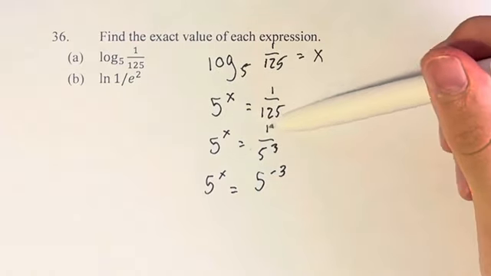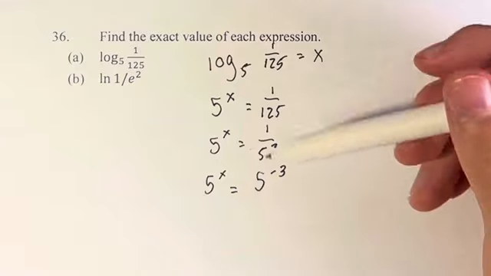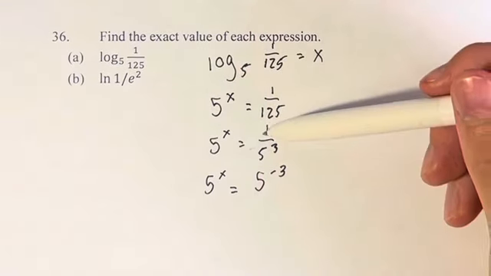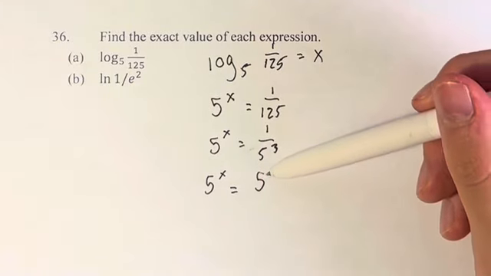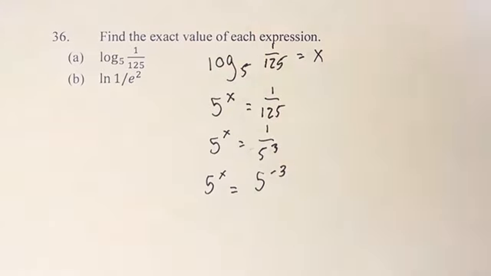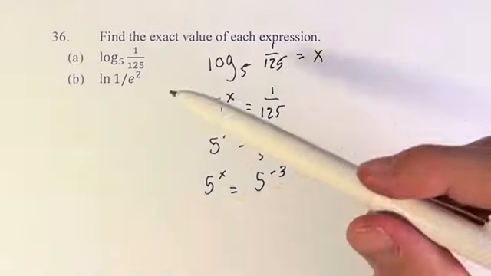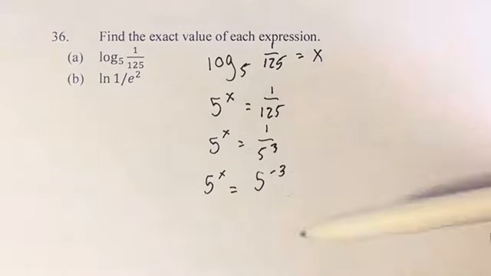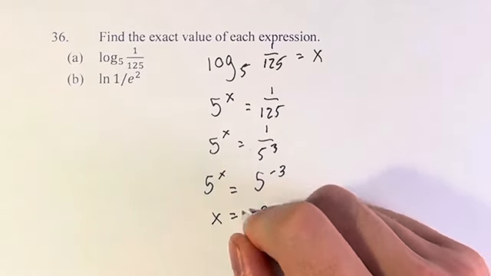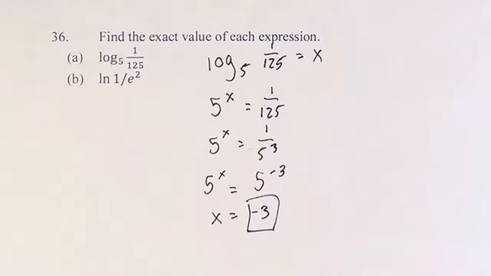When you move it into the numerator, you multiply the exponent by negative 1. And if you were to move it back down to the denominator, you'd also have to multiply it by negative 1. Negative 3 times negative 1 would bring it back to positive 3. Therefore here, we have 5 to the x is equal to 5 to the negative 3. Therefore, the exponents x and negative 3 are equal.